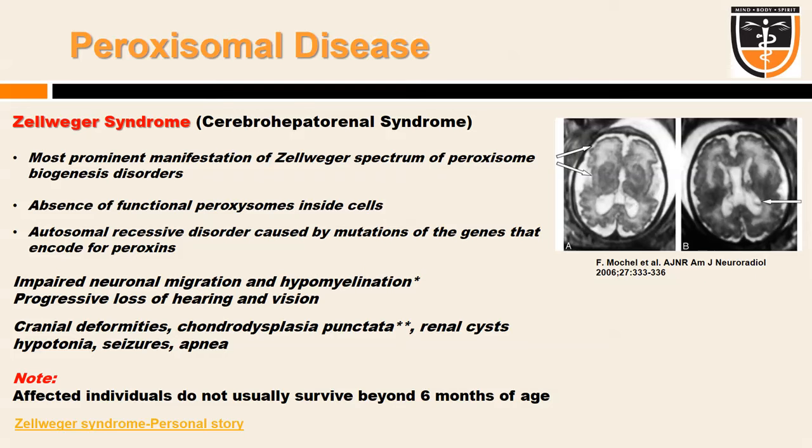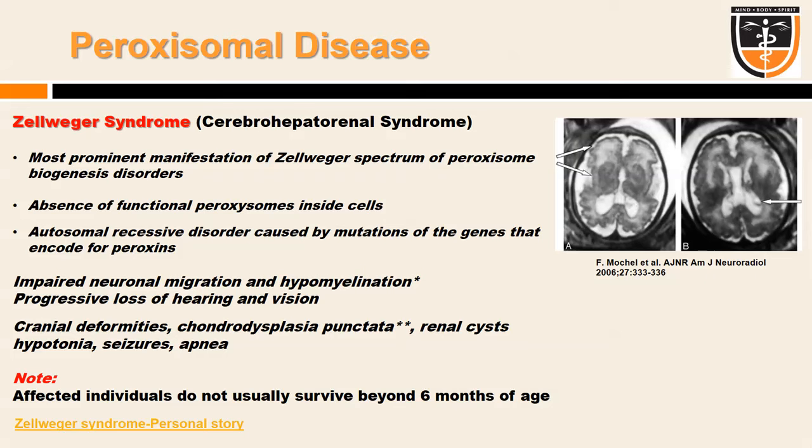Okay? So one of the characteristics for this is this. It's the most prominent manifestation of Zellweger spectrum of disorders. So think about it. There is actually a condition. This is a spectrum. There is a Zellweger syndrome, 1, 2, 3, 4, 5. Dr. D doesn't want you to know this. I love addressing myself in the third person for some reason for a while. But that's cool. But listen to this.